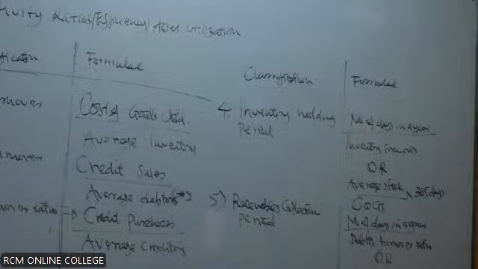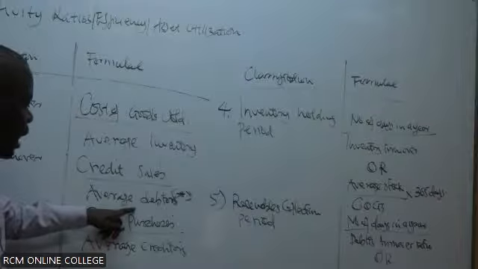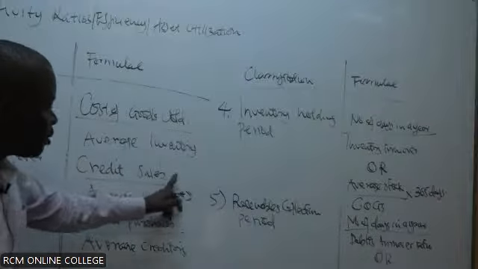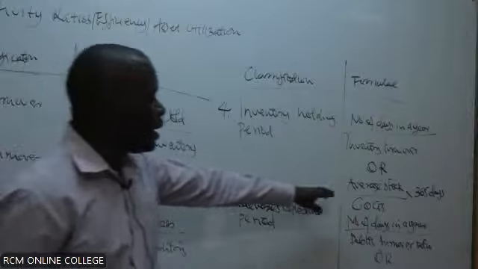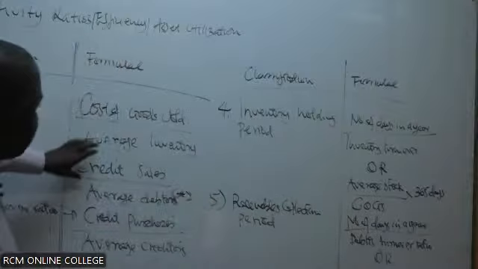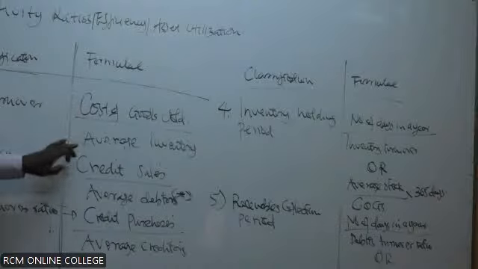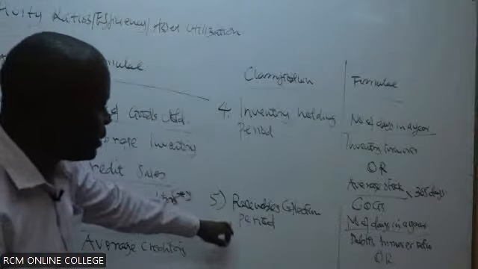You do the same thing. You reverse this formula: average debtors over credit sales, you multiply by 365. You see, we've just reversed this one here. We turned this one over, took this one down, and then multiply by 365. So same case here.